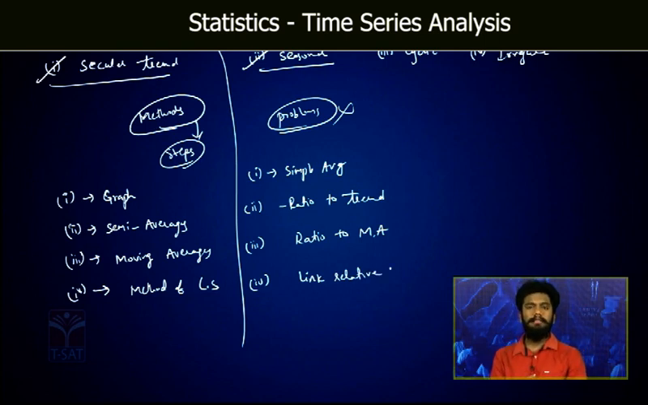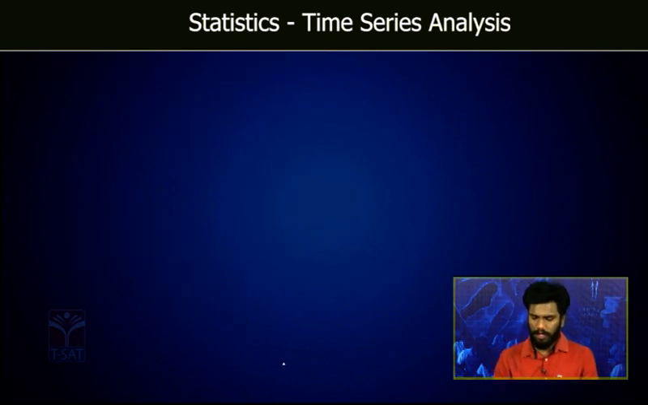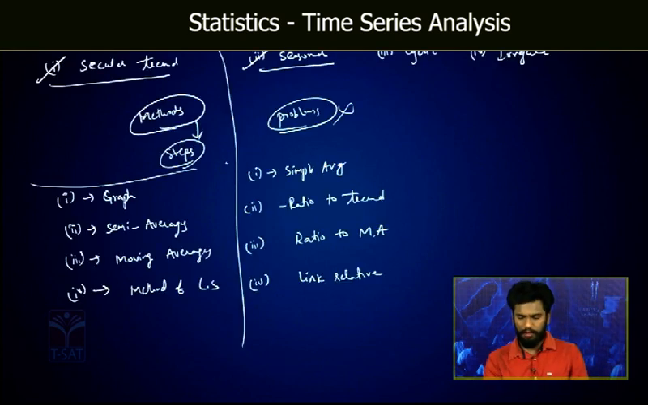So we'll just see the steps involved in measuring the secular trend and seasonal variations. There is no possibility of problems being asked as questions. Just concentrate on the methods, the steps involved in those methods, and the formulas for each method. That is enough. Now first, we'll see each and every one clearly.